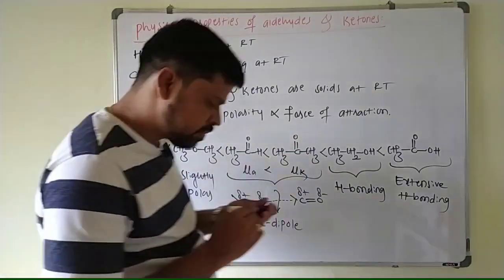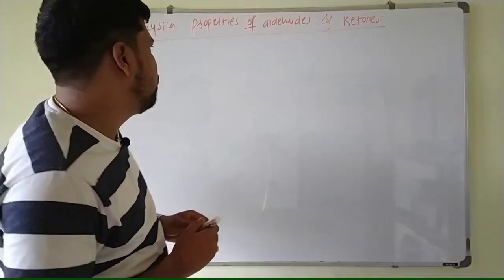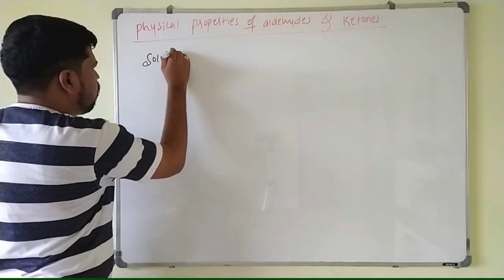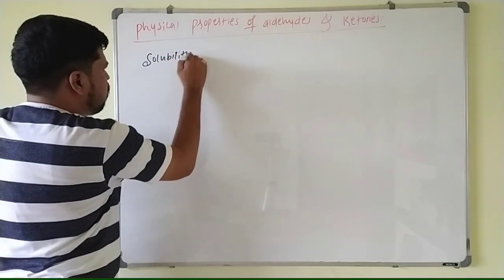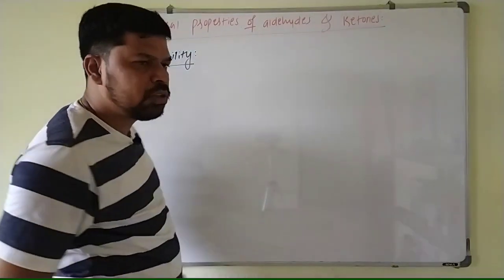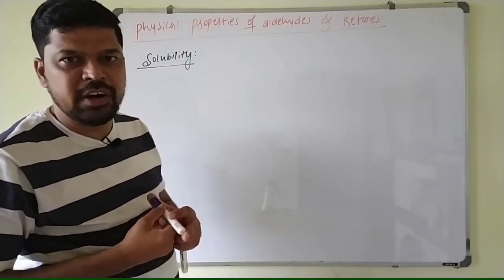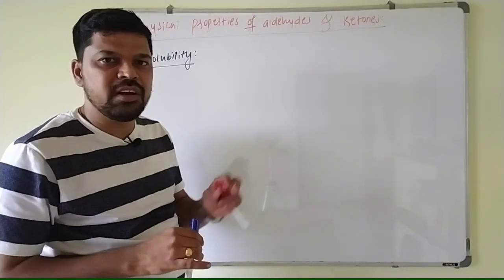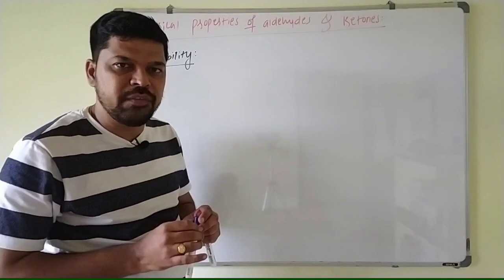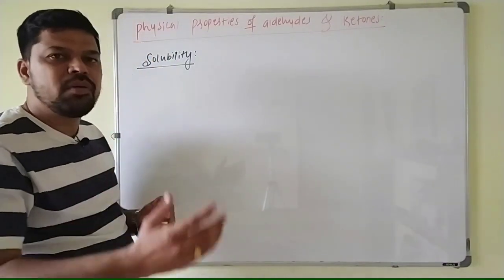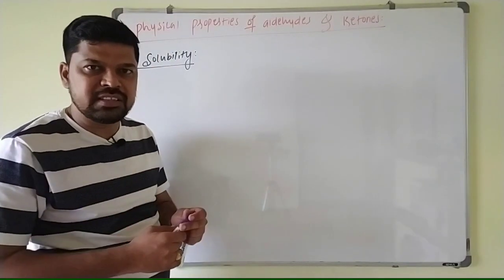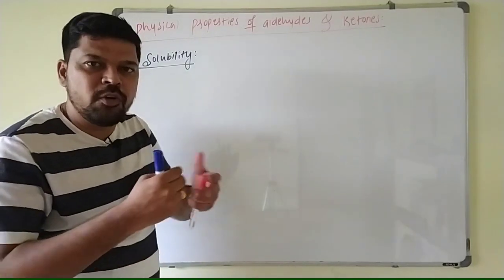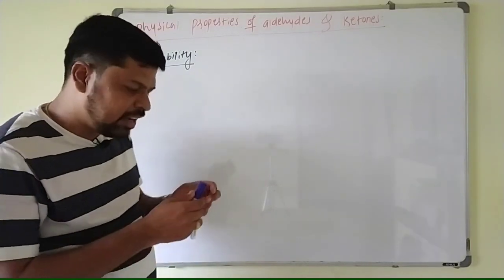Next point. So the next point is solubility. Both aldehydes and ketones are soluble in water. Both aldehydes and ketones up to 3 carbon atoms are soluble in water due to the formation of what? Hydrogen bonding with the water. And as the number of carbon atoms in the aldehydes and ketones increases, their solubility decreases, because the length of the alkyl chain increases, which being hydrophobic in nature, their solubility in the water decreases here.